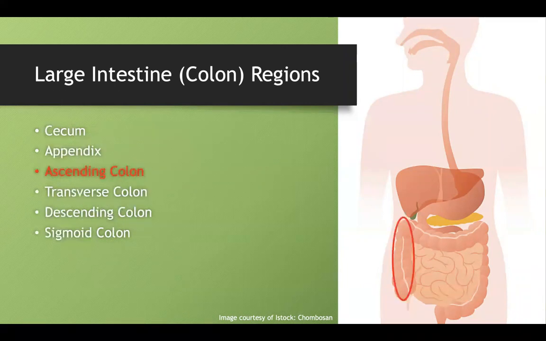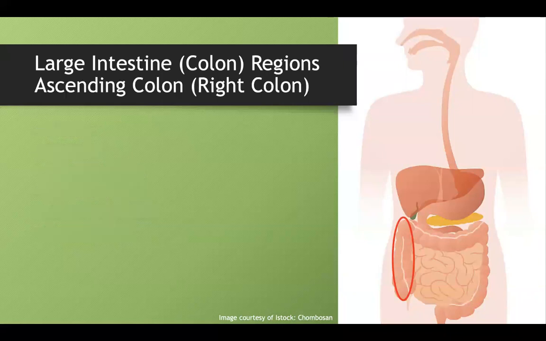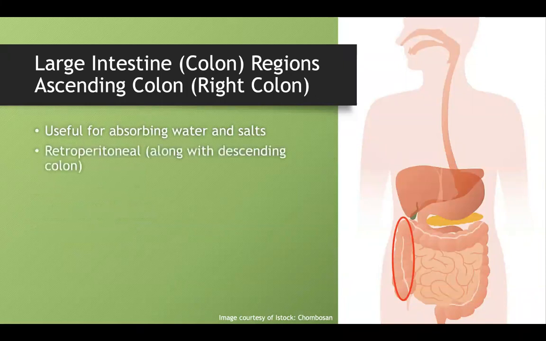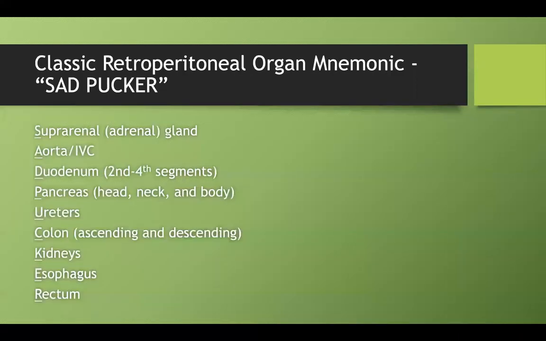In the ascending colon, also known as the right-sided or right colon, this is useful for absorbing water and salts. I want you to remember that this region of the colon is retroperitoneal. And if I go back to this slide from our GI intro, when I talk about intraperitoneal versus retroperitoneal, I just want to point out that in the colon, the ascending and descending colon are the two retroperitoneal structures.